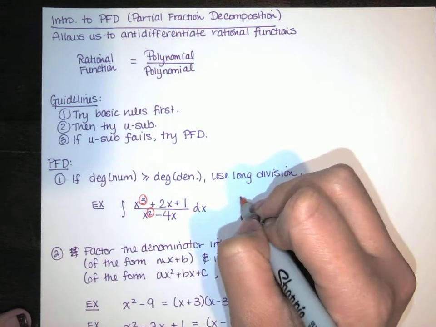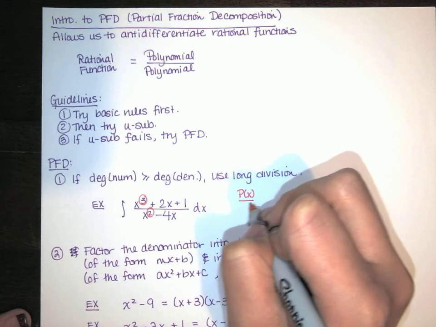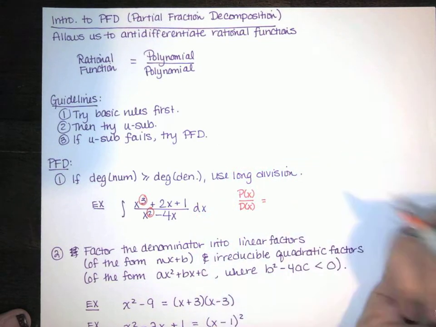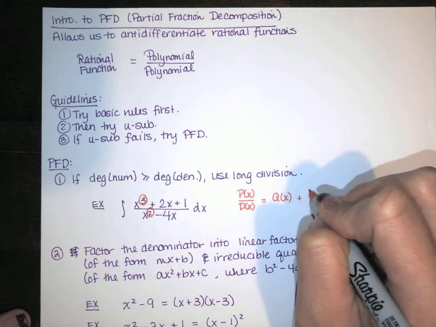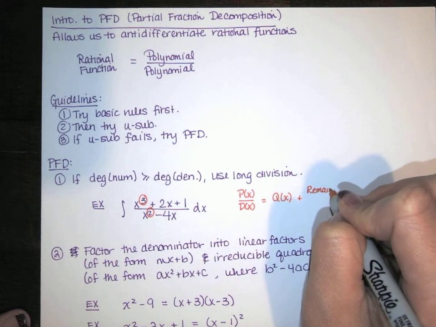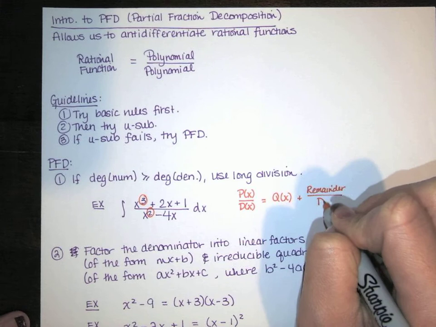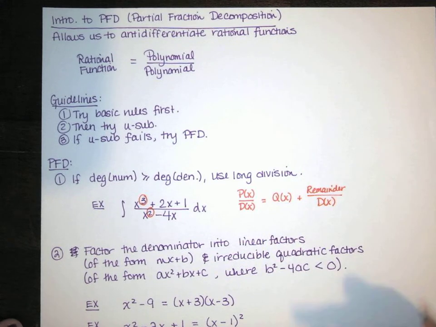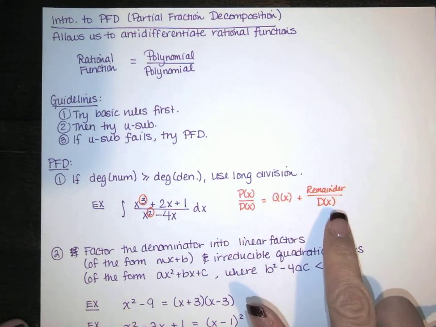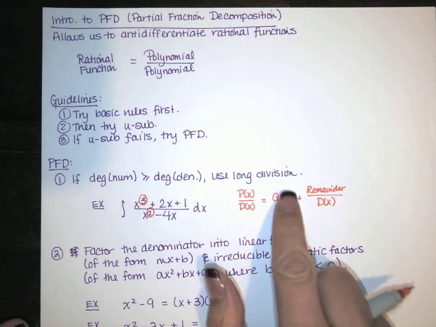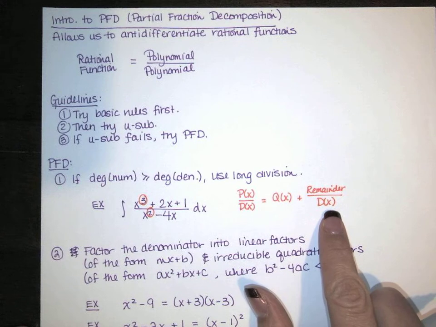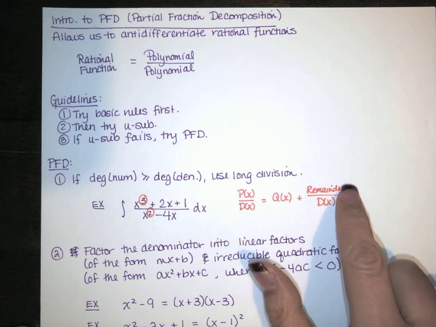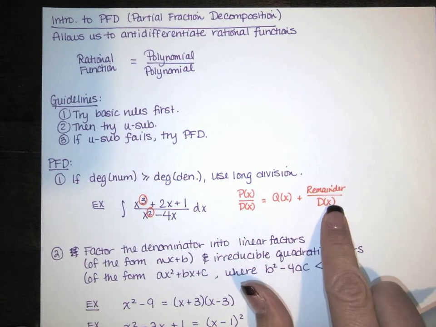After you do long division, you're going to have your polynomial divided by your divisor equals some quotient. It's going to be a different polynomial, plus your remainder over your divisor. That was your original denominator. Whenever you do the division algorithm, you're going to end up with this polynomial. That is something that you can antidifferentiate using basic rules. The remainder over the divisor is going to be a good candidate for PFD.